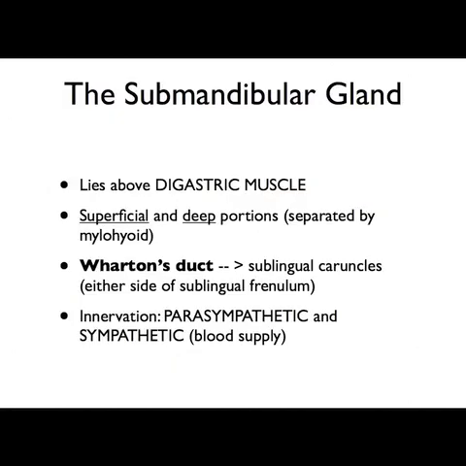The submandibular gland lies above the digastric muscle. It's split into superficial and deep portions by a muscle called mylohyoid. It drains via Wharton's duct into small caruncles called the sublingual caruncles, which are found either side of the sublingual frenulum. There's a dual innervation from both parasympathetic and sympathetic. However, the sympathetic innervation is to the blood supply and therefore has its action on salivary secretions indirectly.